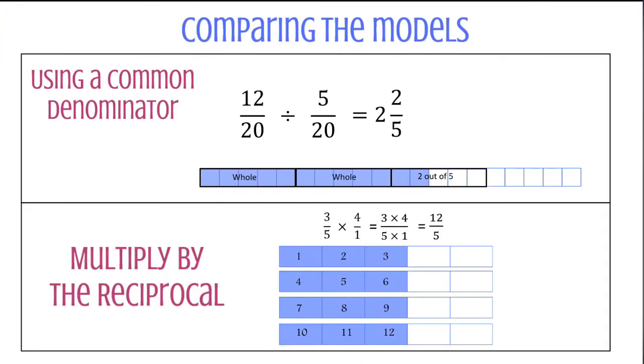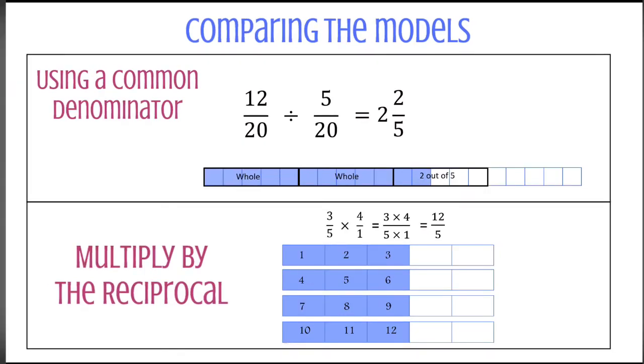Here we are comparing the two models we have looked at in this video, using the common denominator and multiplying by the reciprocal. Although the models do look different, there are a lot of things they have in common. The 12 are the number of shaded pieces, and the 5 is the denominator or the pieces used to create the whole. Now our answers, one is in mixed number form, 2 2/5, and the other is in improper form, 12 over 5, both of which are equivalent. Next, we're going to see these two models or methods compared side by side mathematically.